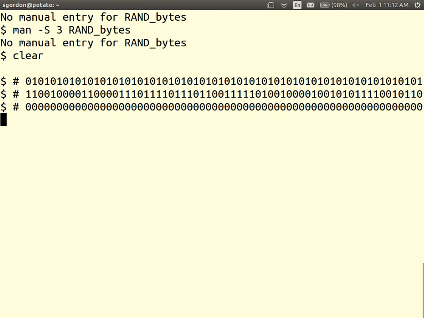Another thing we can count is repetitions of bits, or runs of bits. How many times do we have two ones in a row? How many times do we have three ones in a row? How many times do we have 10 ones in a row?